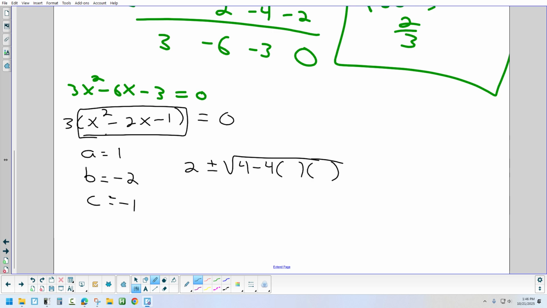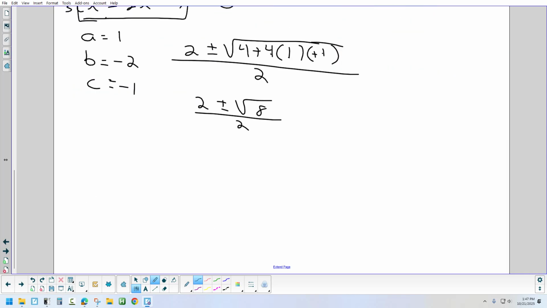What letter comes after the 4? A, so that's 1. And what letter comes after that? C, which is negative 1. And what do we divide the whole thing by? 2A, so 2 times 1. Okay, you're going to be subtracting a negative. Since you're subtracting a negative, you can make that a positive right away. What's 4 times 1 times 1? 4. 4 plus 4 gives you 8, so 2 plus or minus root 8 over 2.